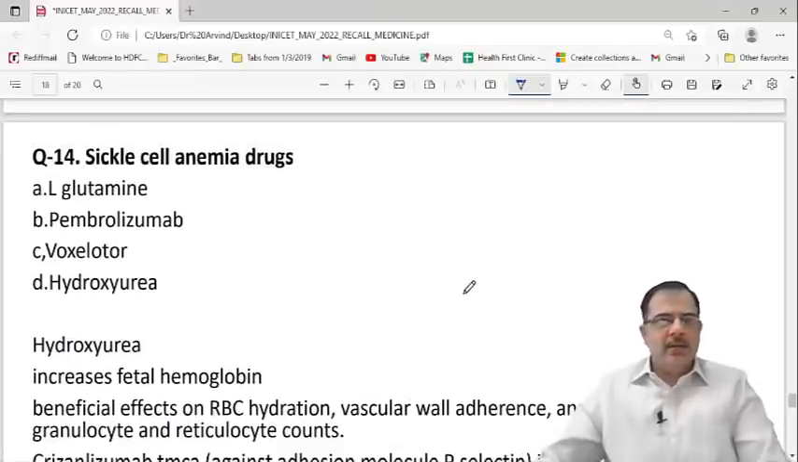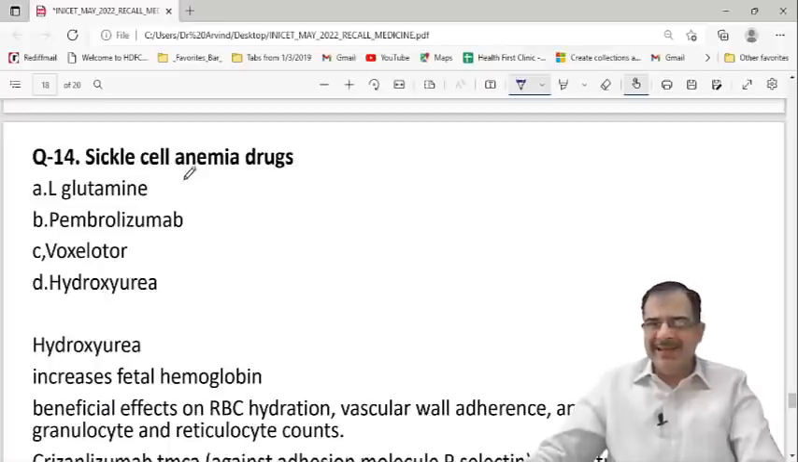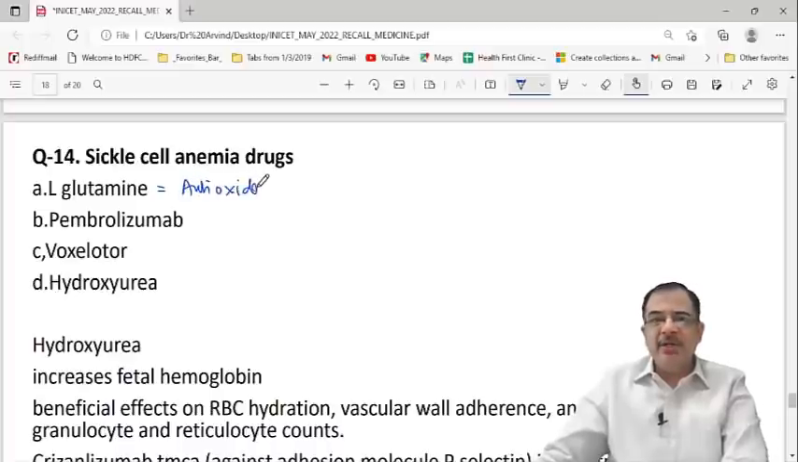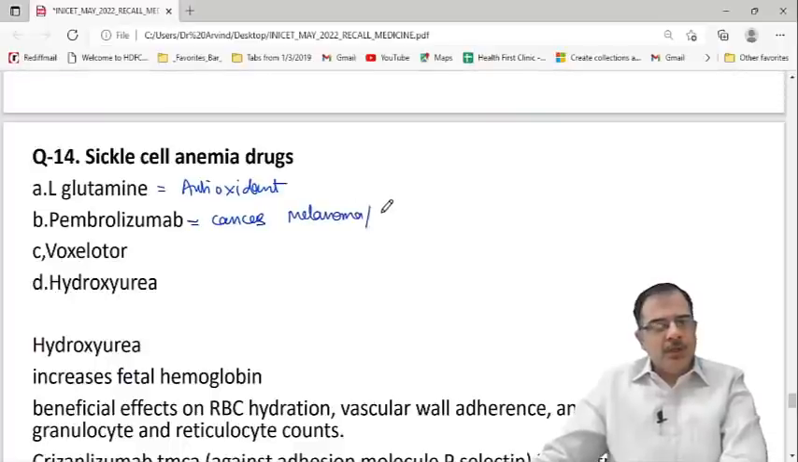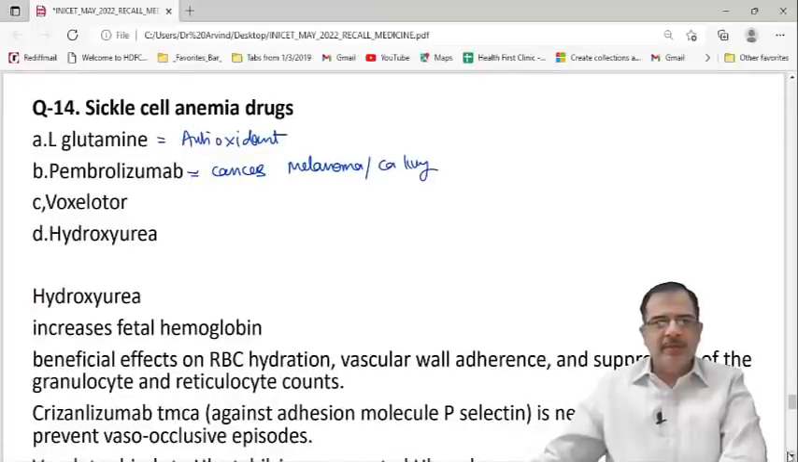14th is again an overlap of medicine with the pharmacology. So sickle cell anemia drugs are L-glutamine. Yes, that has an antioxidant effect. So it will be beneficial for sickle cell disease. While pembrolizumab, it is given for the cancers like melanoma, or we can say the CA lung. While the C option is voxelotor.